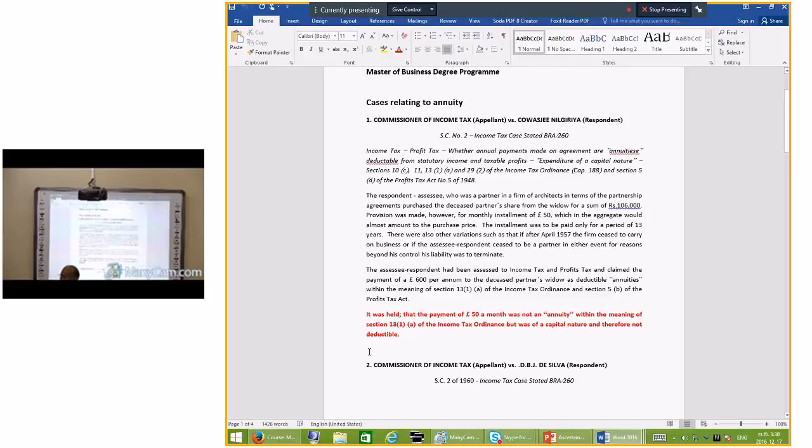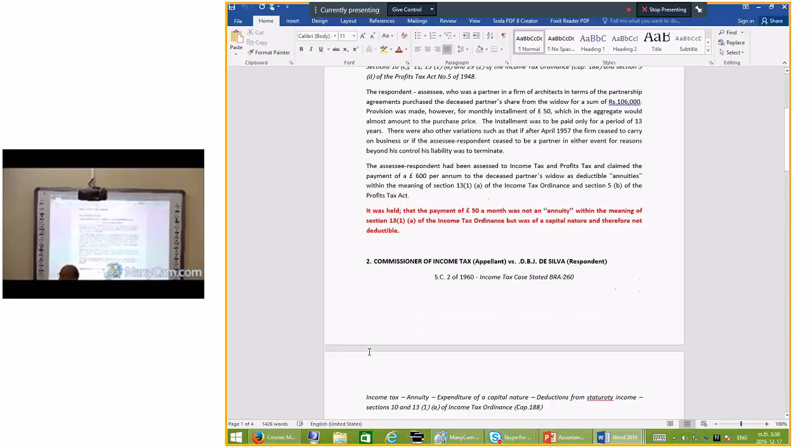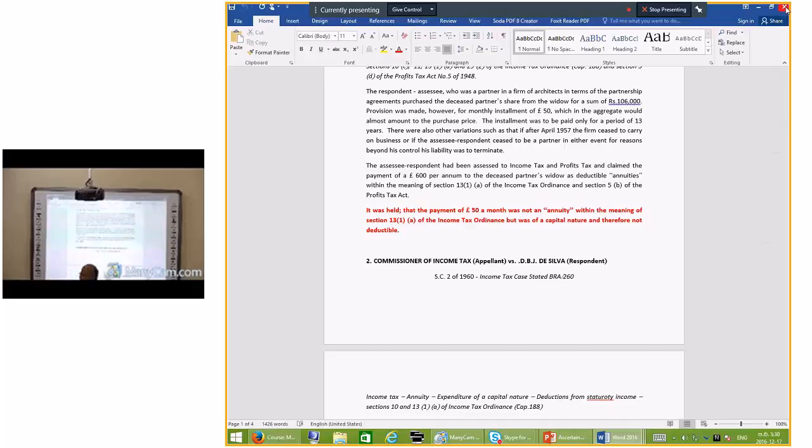You can read here the two cases related to Commissioner of Income Tax versus Kausaji Nilgiri, and you can read all those things also. Now you can identify what is in Sri Lanka. A very recent case I will explain to you. One company called Lanka Ventures, a subsidiary of the DFCC.